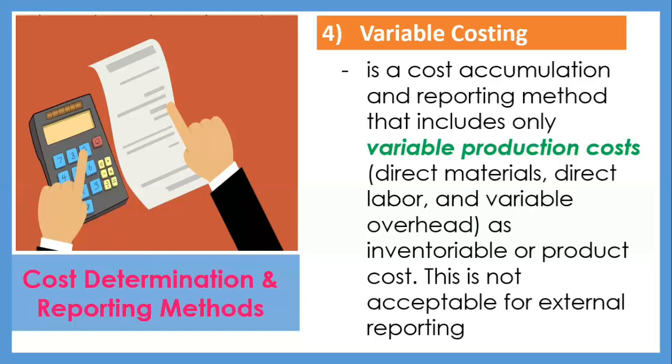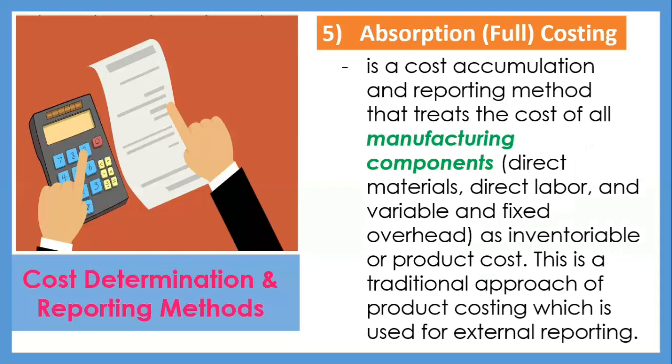Now, fixed costs, on the other hand, do not fluctuate with the production levels. Fixed costs are always the same. A good example of a fixed cost is rent. It doesn't matter whether the piano manufacturer makes 10 pianos or 100 pianos, the rent expense will always be the same, okay? So another type of cost determination and reporting model, we have absorption or full costing.